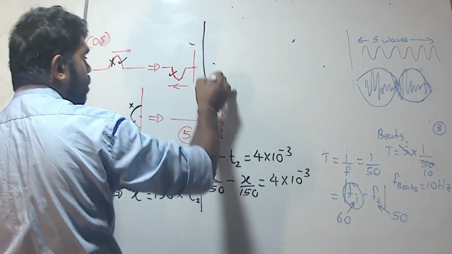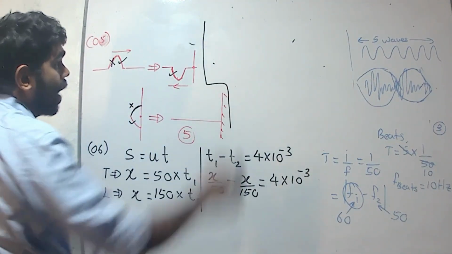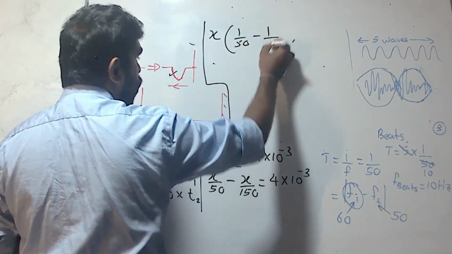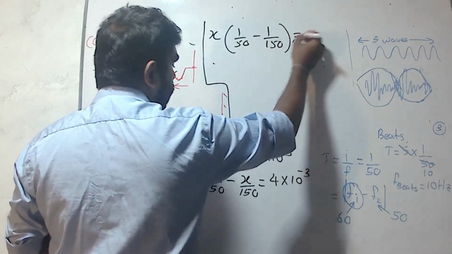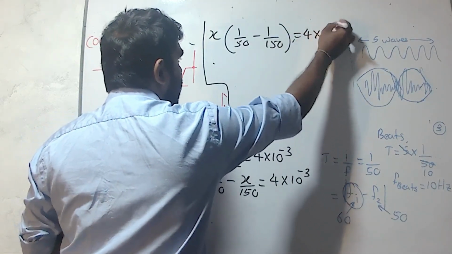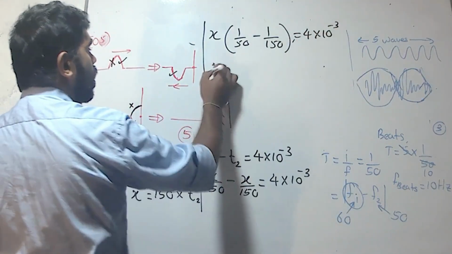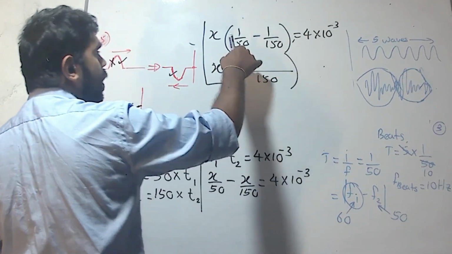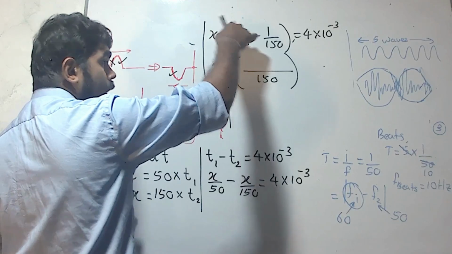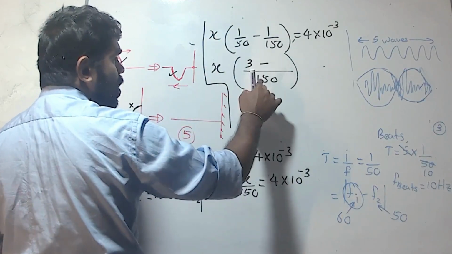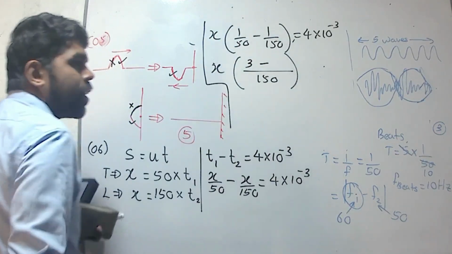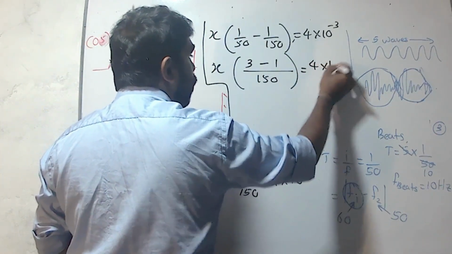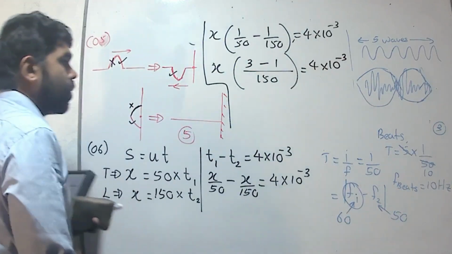I will get x as a common factor. Then 1 over 50 minus 1 over 150 equals 4 into 10 to the power minus 3. LCM: 150 divided by 50, 3 into 1, 3; minus 150 divided by 150, 1 into 1, 1. So 4 into 10 to the power minus 3.